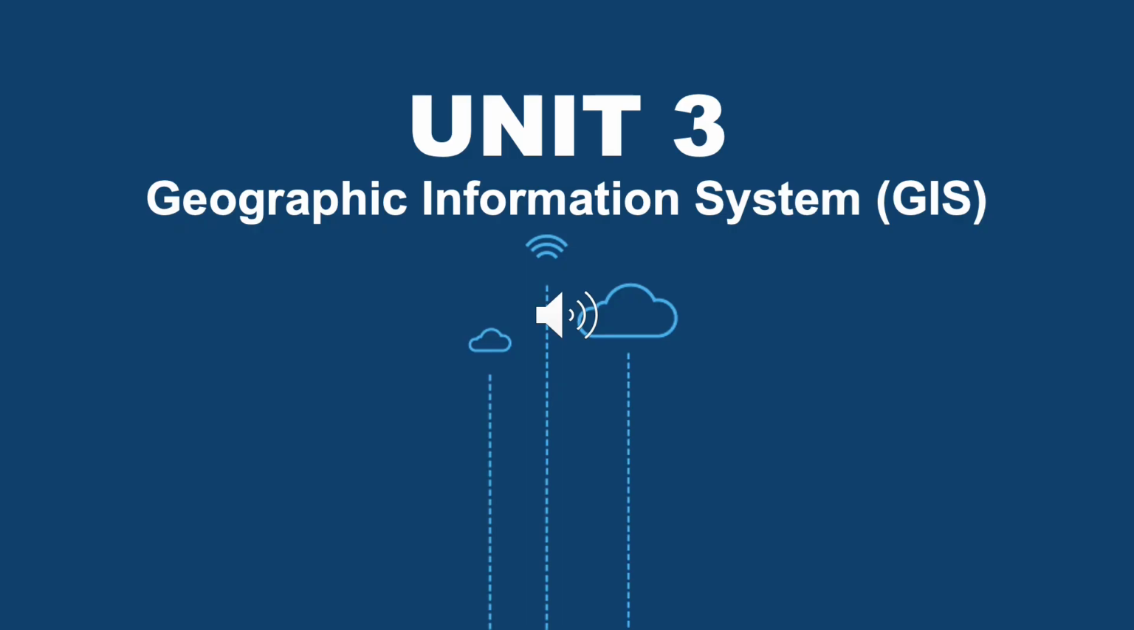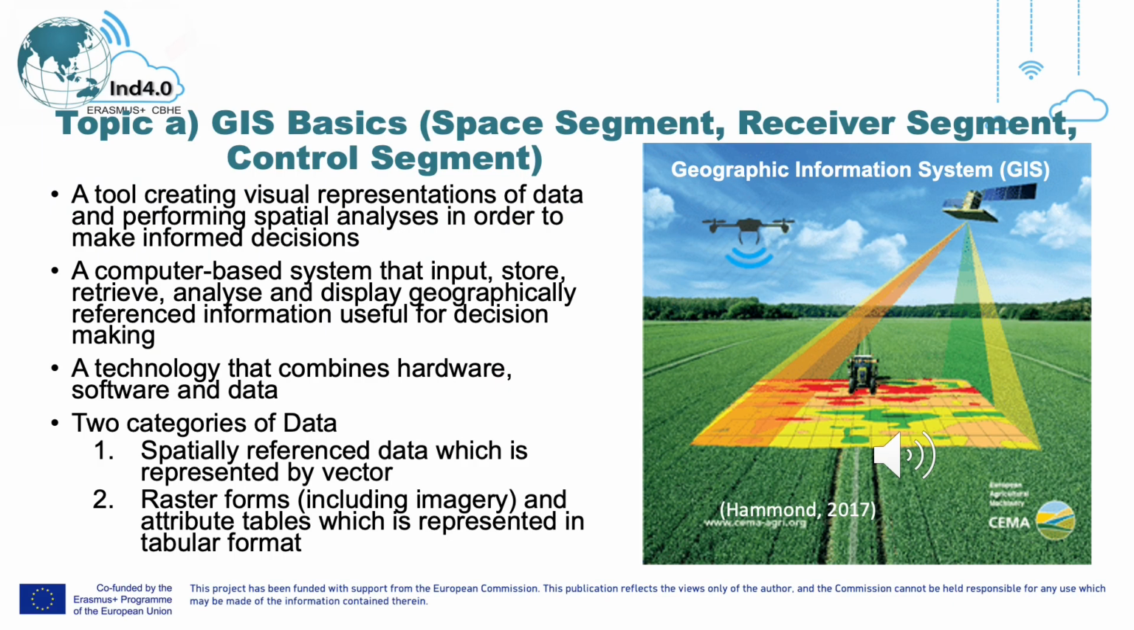So next, we look at the Geographic Information System, or GIS. So what is Geographic Information System, or GIS? The GIS is a tool that creates visual representations of data and performs spatial analysis in order to make informed decisions. It is a technology that combines hardware, software, and data.